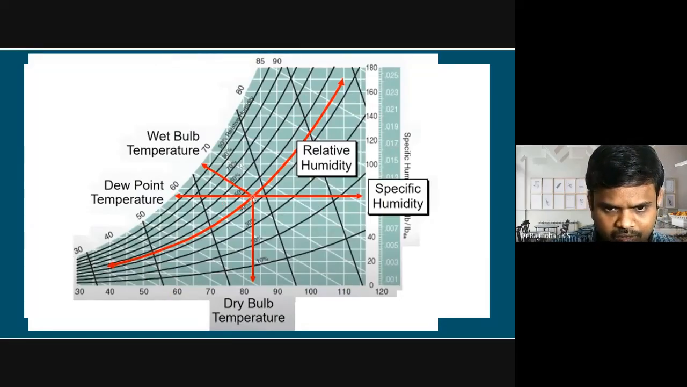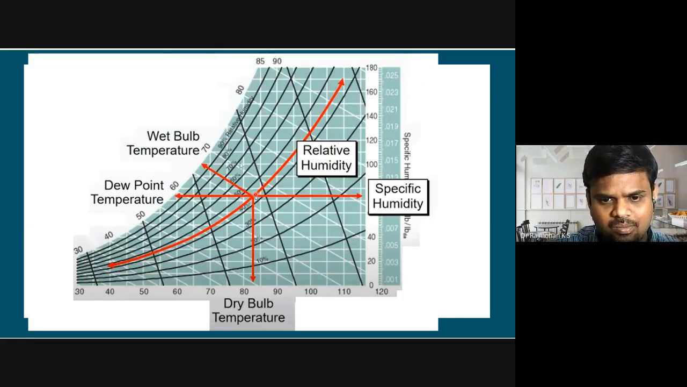Similarly, from any given point at the same dry bulb temperature, without changing the temperature, you keep humidifying it. So what is the maximum humidification possible? It is at the 100% saturation line, and the corresponding y-axis value will be the final specific humidity, or absolute humidity. So that absolute humidity value is your saturation humidity.